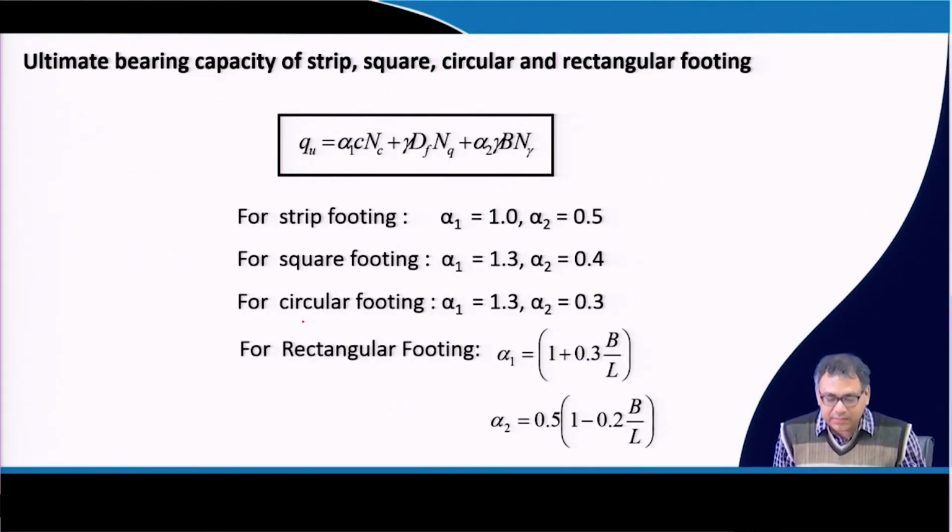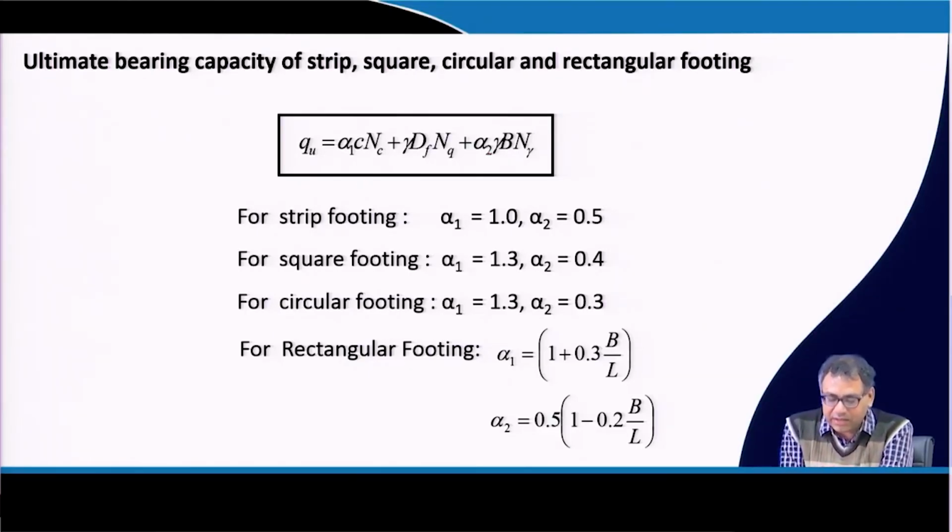Later on, this equation, which is originally valid for strip footing, is modified for square, rectangular and circular footings also, and this is the correction or modification factor.